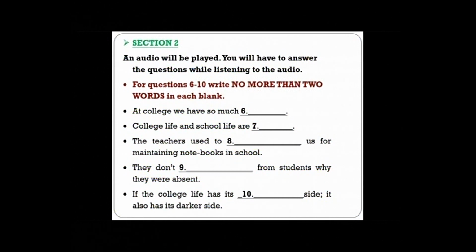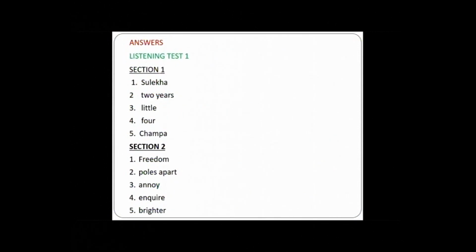So here are the answers. Section 1, the first answer is Sulekha, and 2 years. Third is little. Fourth is 4. You can write FOUR or number 4, both are correct. Fifth is Champa. In section 2, the first answer, or you can say the sixth answer, is freedom.